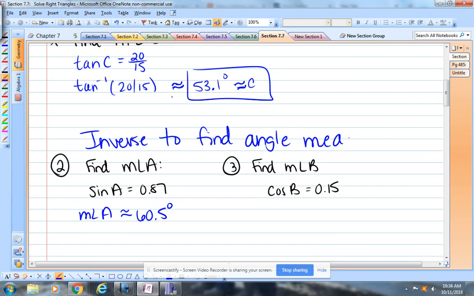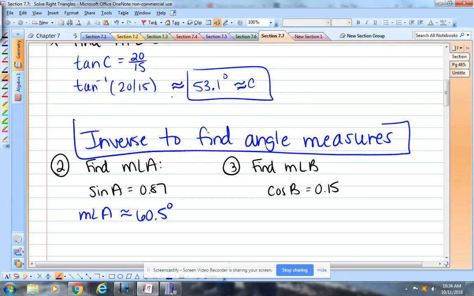Memorize that because tomorrow I'm not going to tell you that on your quiz. If you're finding angle measures, use the inverse. So y'all do one on your own. Find the measure of angle B for me for cosine B equals 0.15, and then I'll do it and see if we get the same thing.